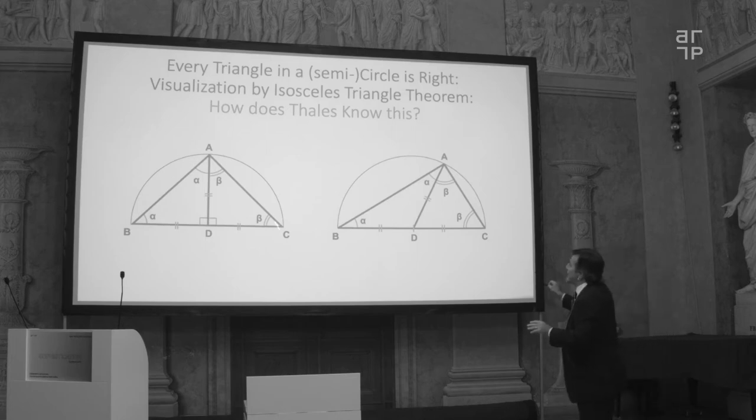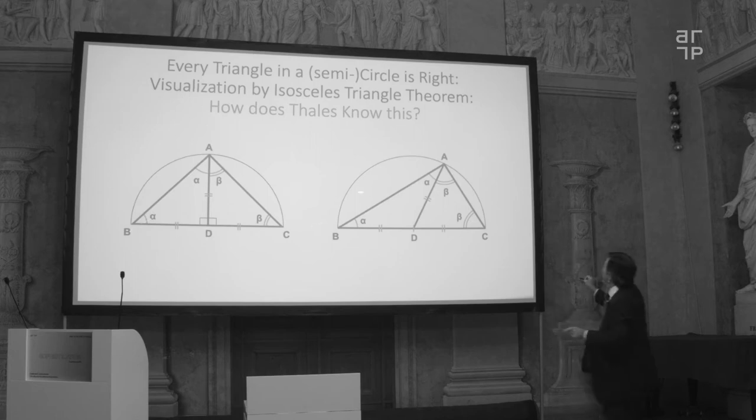Take the isosceles right triangle. He needs to show that angle A equals a right angle. He knows there's two right angles in every triangle. This is a right angle, and these two have to be equal because this is a radius of the circle and so is that. So, same story here. So alpha plus beta have to be a right angle, each being half a right angle.